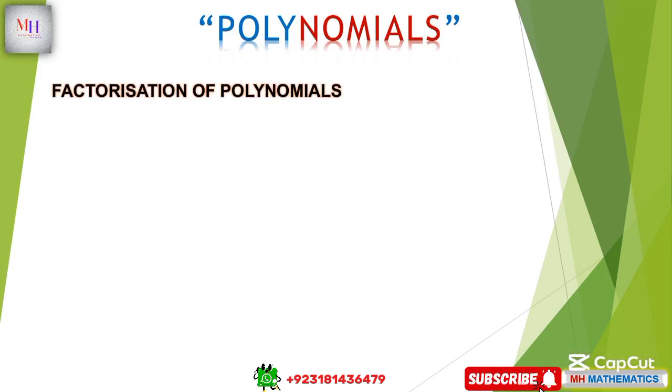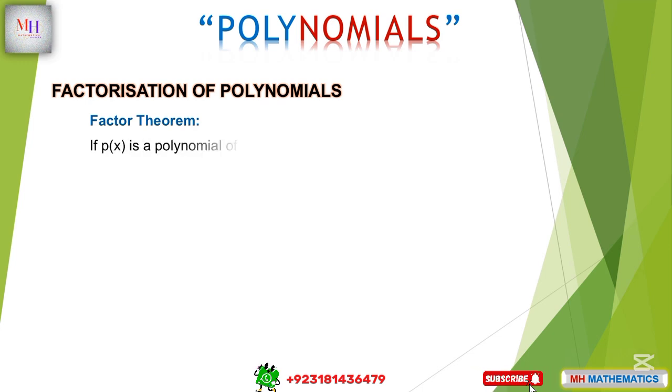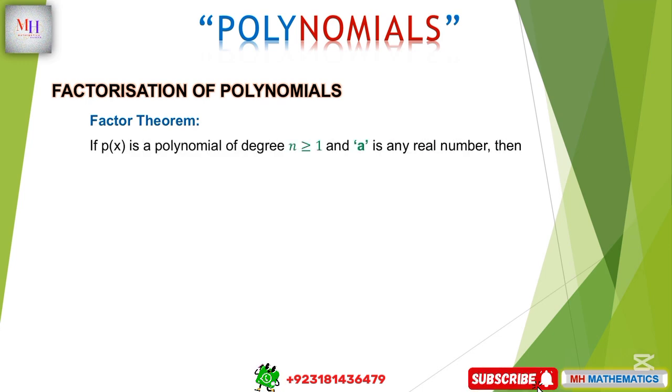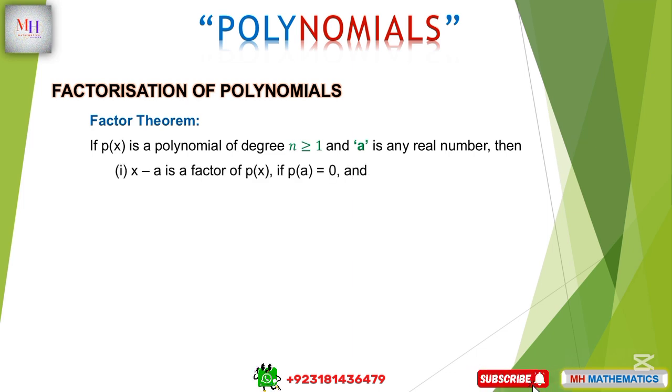Now we discuss the factorization of polynomials. First we see what the factor theorem is. If p of x is a polynomial of degree n greater than or equal to 1 and a is any real number, then x minus a is a factor of p of x if p of a is equal to 0, which means that if we put a in this polynomial and the answer is equal to 0, then x minus a is called a factor of p of x.